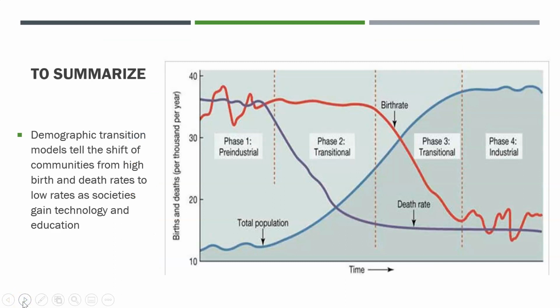So, to summarize, what we saw today is the demographic transition model, which tells the shift of communities from high birth and death rates to low rates as societies gain things like technology, education, medical care, and sanitation. So that's our demographic transition model.